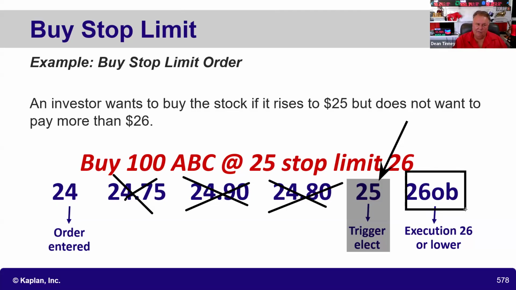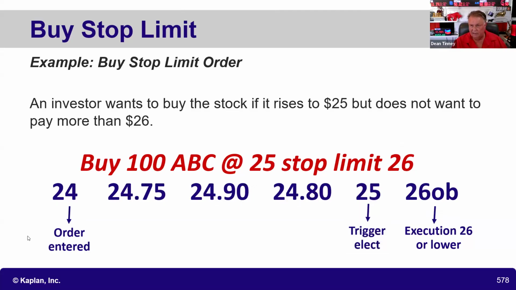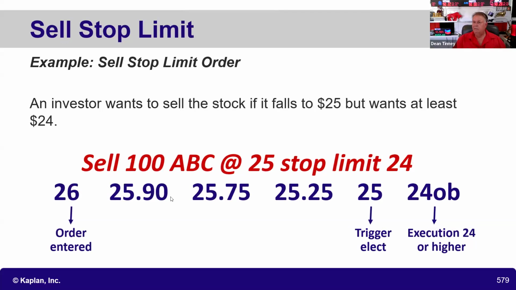Let's try a sell stop limit. Now, remember, we said sell stop limits are foolish, because now you're saying you've got two contingencies or qualifiers. And every time you add another qualifier to an order, the less likely it is to be executed, right?